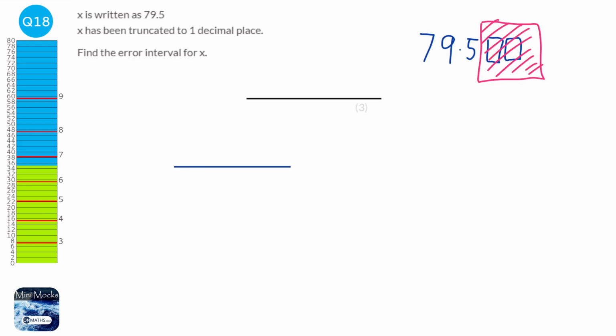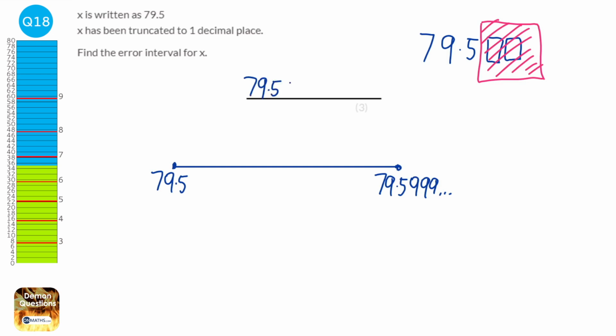So the smallest number it could be before it was cut off is 79.500000. The largest number it could have been, well, it could have been 79.5999, etc. So that's the largest it could have been. So to do our error interval, well, the smallest it could have been is 79.5, and we'll call this x. But we're looking at any number that is less than 79.6. So any number that's less than 79.6. If it was 79.6, then when we cut it off, it would show as 79.6.